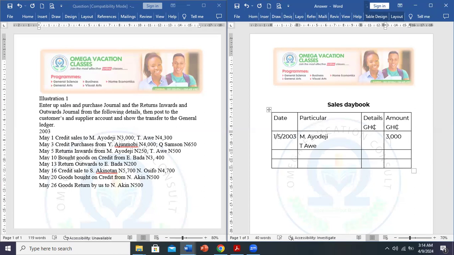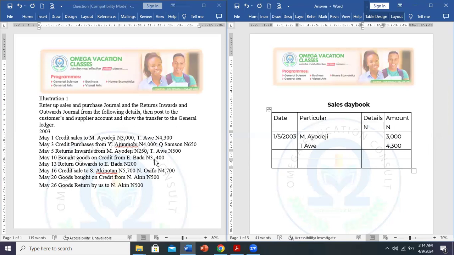So T Away's amount is 4,300 naira. Please let me change the currency. It's supposed to be naira and not Ghana cedi. So you always need to pay attention to some of these details. And that is it. You have recorded your first credit sale in the sales journal. Very simple, very, very simple. Okay.